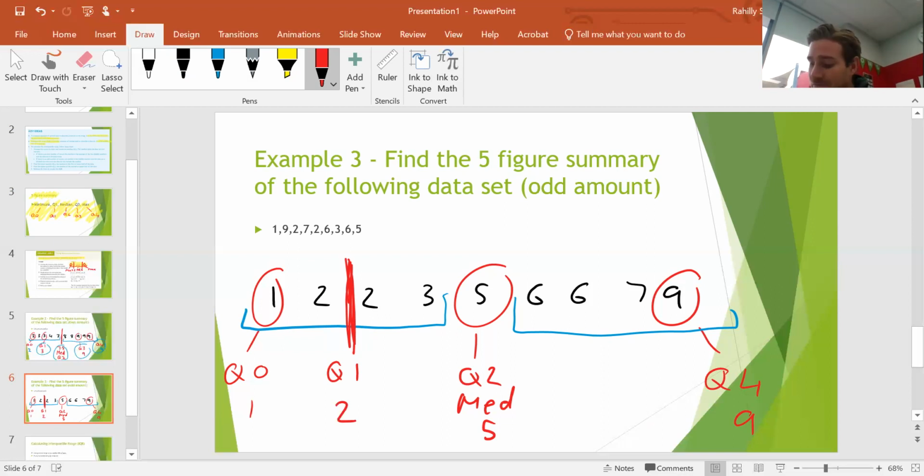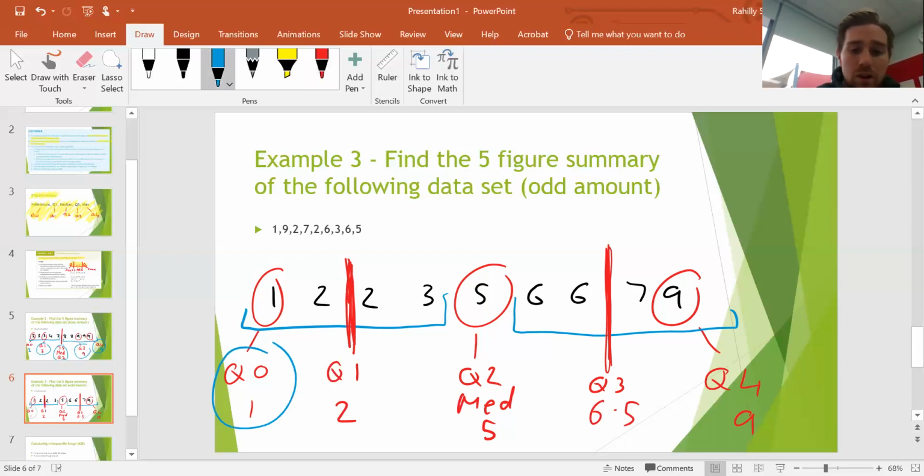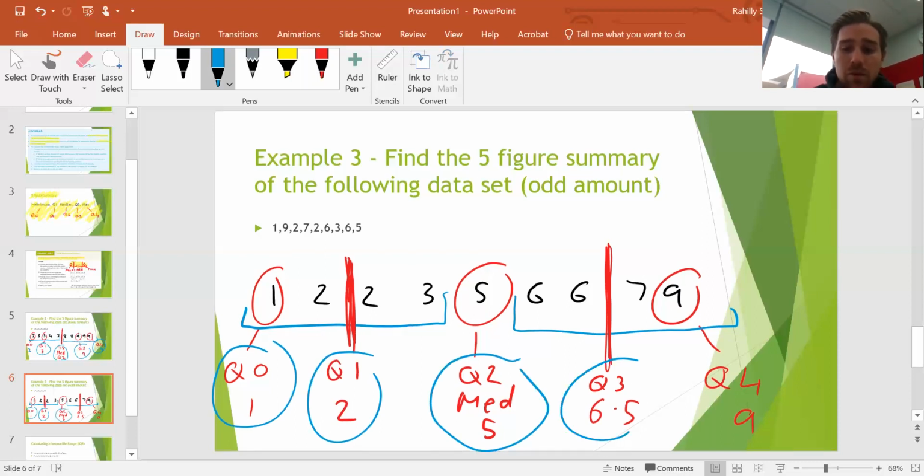Now, on this side, we're going to split it straight down the middle here. The number between 6 and 7 for our Q3 is 6.5. Again, 5-figure summary: Q0 is 1, Q1 is 2, Q2 is 5, Q3 is 6.5, Q4 is 9. There's your 5-figure summary for an odd amount.